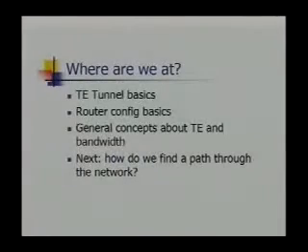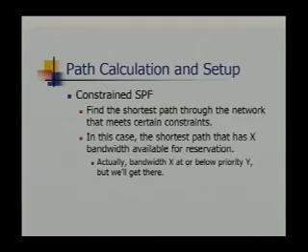Okay, another pausing point. We've covered traffic engineering tunnel basics. We've covered router configuration basics. We've also covered general concepts about traffic engineering and bandwidth. Now we're going to plow into how we find a path through our network, and this is essentially disjointed from our IGP.